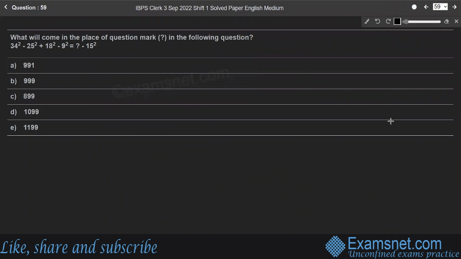Question 59. What will come in place of question mark in the following equation? 34 square minus 25 square plus 18 square minus 9 square is equal to x minus 15 square. So find the value of x. So let us solve all these square parts. Here 34 square, 34 into 34, right? It is 136 in one part.